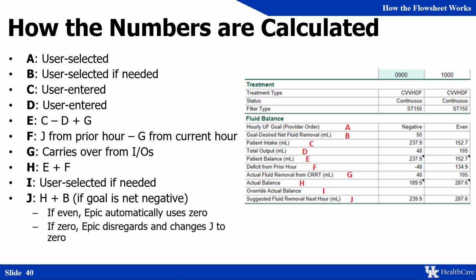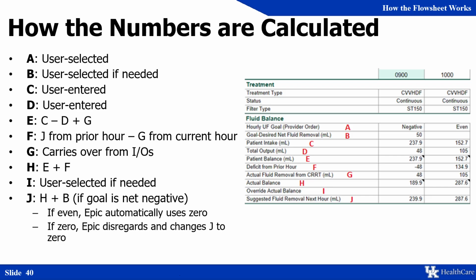Row F here is the deficit from the prior hour, so that's going to be your suggestion from the prior hour minus your actual fluid removal for the current hour, so basically what it's carrying forward from the last hour. G is going to be your PFR, that's carried over from your I&O flow sheet. Your actual balance, which is row H here, is going to be your patient balance plus the running deficit. I is the override actual balance option, and you only use that if you need it.